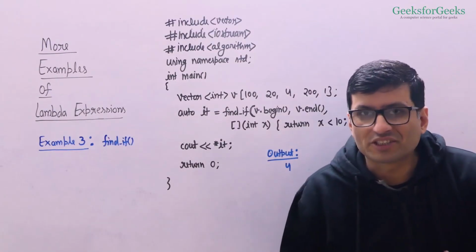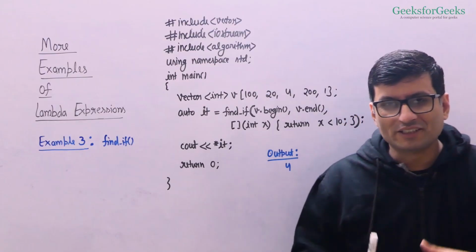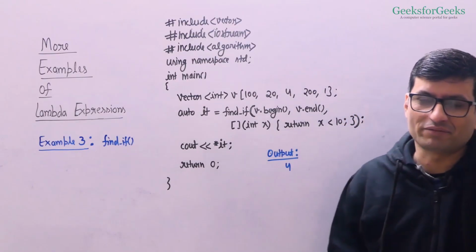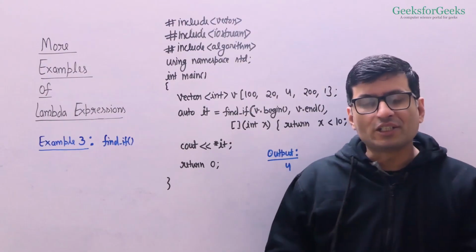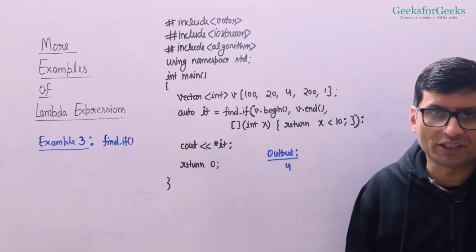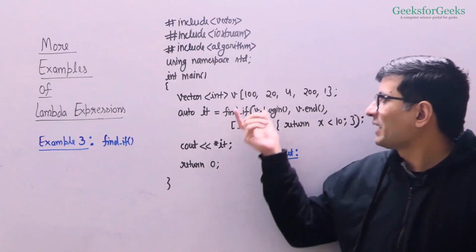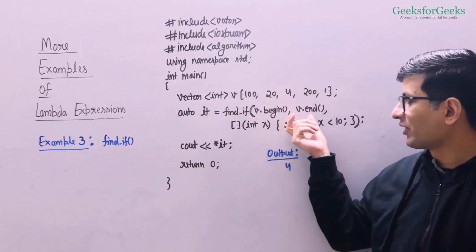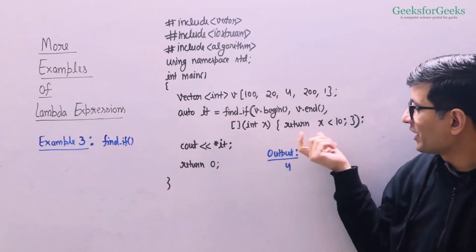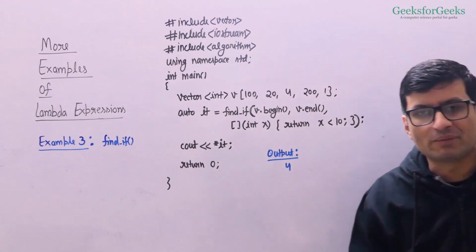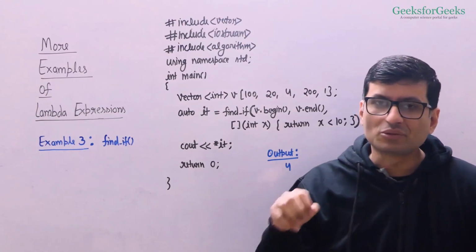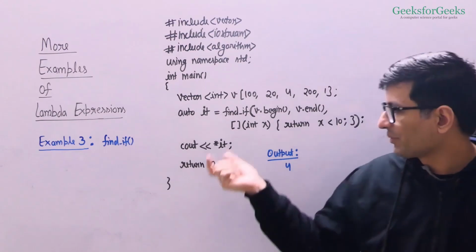Here is our third example of lambda expression. In this example, we are using findIf. The findIf function returns an iterator to the first element that satisfies the given condition. So what we have done, we have passed the whole vector v dot begin and v dot end, and the condition that we have provided in the lambda expression is x is smaller than 10. Give me the first element's iterator or address whose value is less than 10. That's what we are saying here.